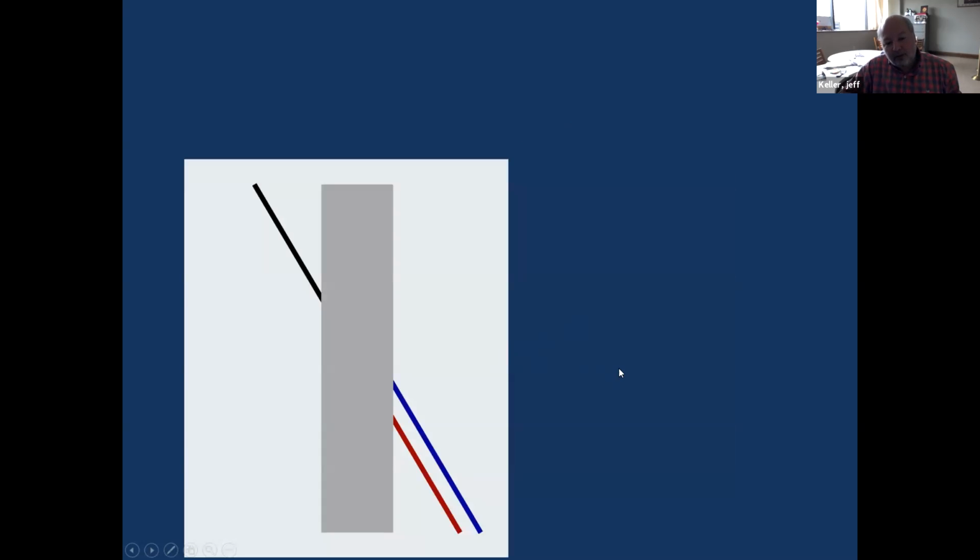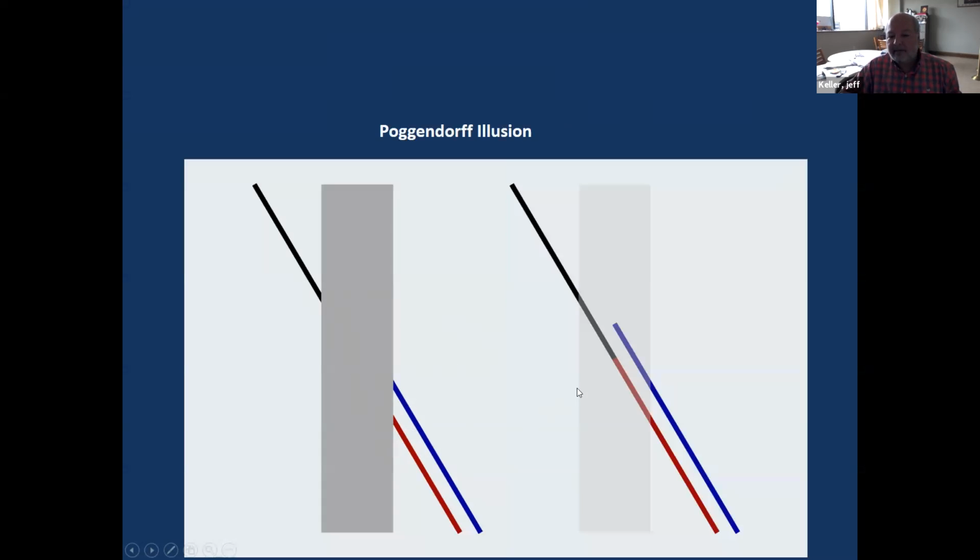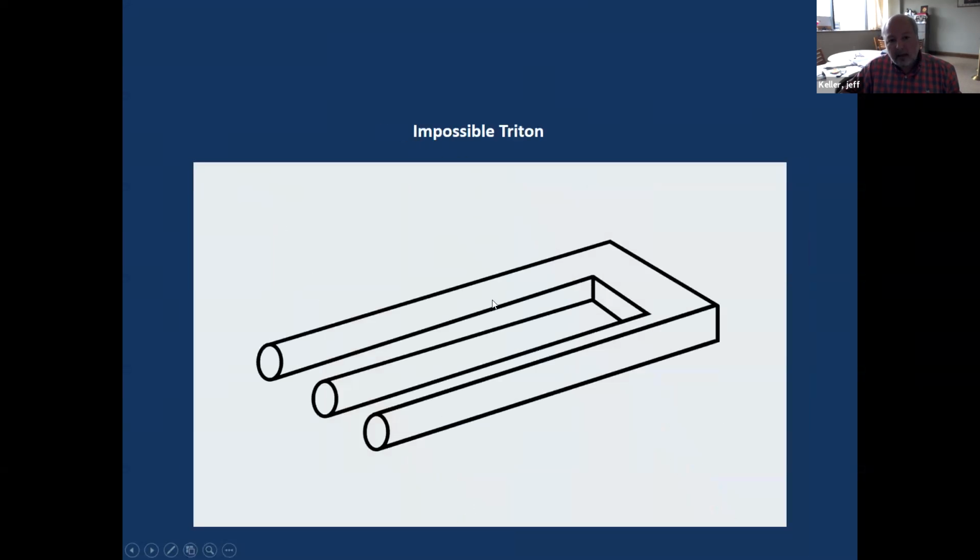Here's another illusion where if I asked you, is the black line on the left connected to the red or the blue line, you would say it's the red line. However, I'm sorry, you would say it's the blue line. However, it is definitely not. It's the red line. They still don't know the basis for this. It's called the Poggendorf illusion. But again, it's a subconscious influence on decision-making.